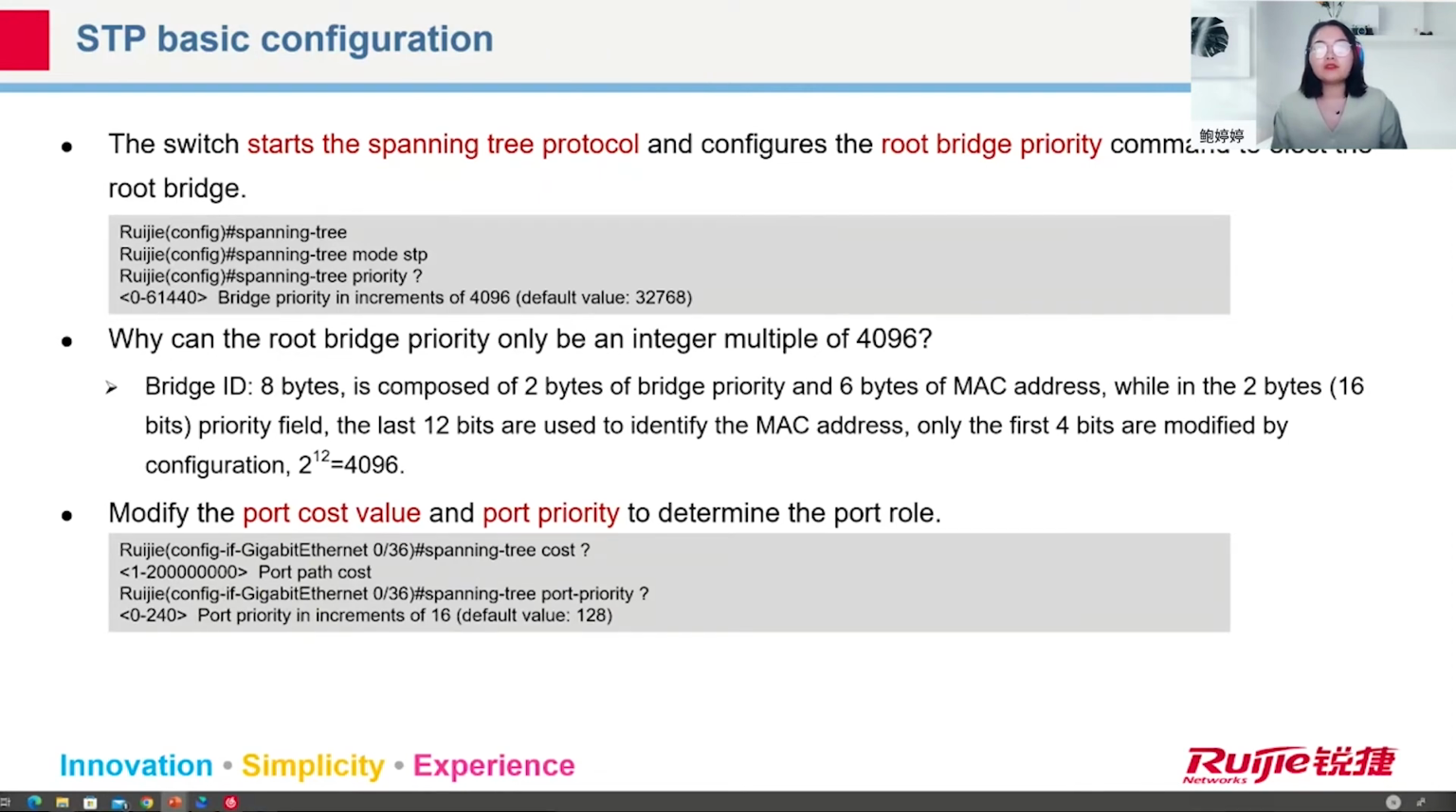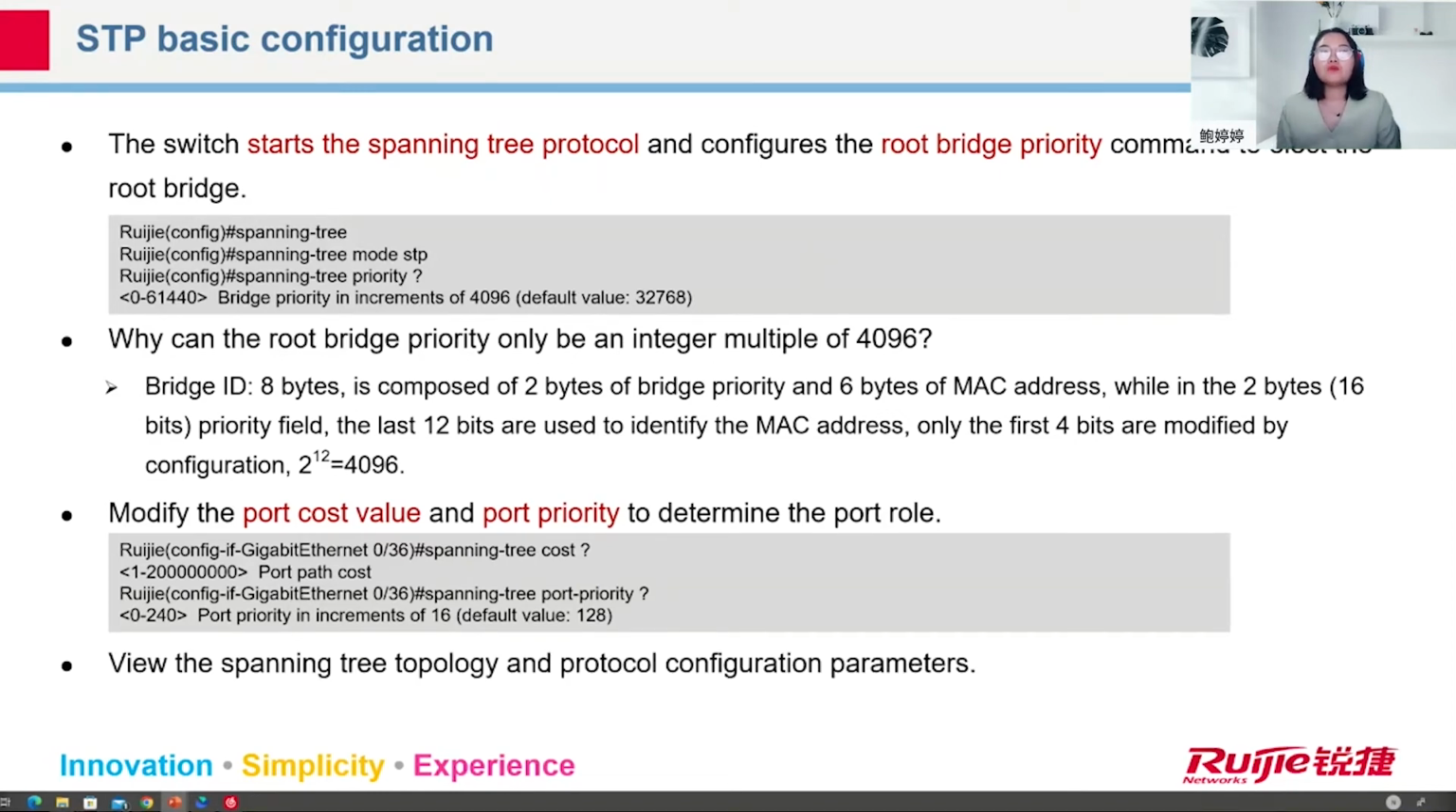The cost value you can change in the specific interface, spanning-tree cost, with a value from 1 to lots of values. And about the cost value, smaller is better. And about the interface priority, the command is spanning-tree port-priority and then the value. But pay attention, the default value is 128 and also there is a limit: it must be an increment of 16. So you can set the priority to 0, 16, or maybe 32, something like this. You cannot use the value 50.